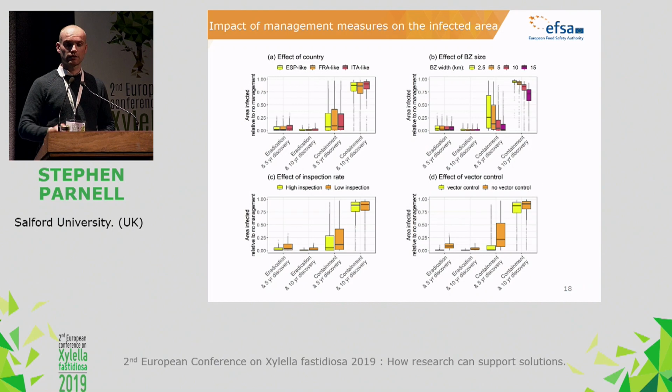And these are some of the results from that model when it's used to look at eradication and containment strategies under different assumptions. So we looked at different landscape configurations that were typical of different outbreak areas in Europe, and found not too much difference in the effectiveness of different measures between them. In general, reducing a buffer zone size increased the amount of infected area. Increasing the buffer zone size reduced infected area, but there was a diminishing return associated with that. So obviously the larger the buffer zone, the better you're going to do in terms of controlling the epidemic, but what the model can show is how that return diminishes as you increase it. It again showed the importance of early detection through high inspection rates and also strong vector control.